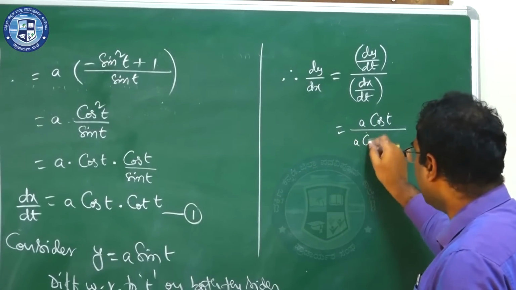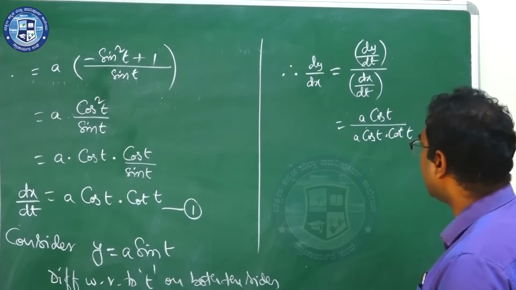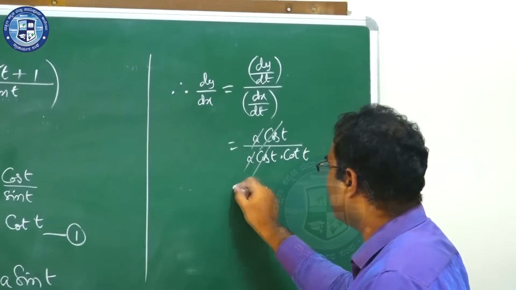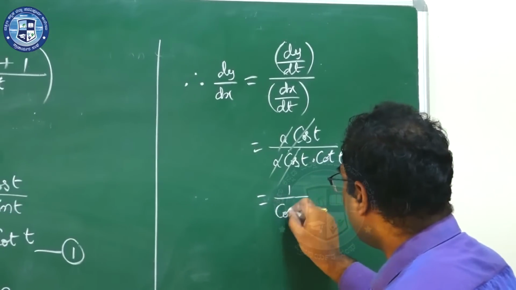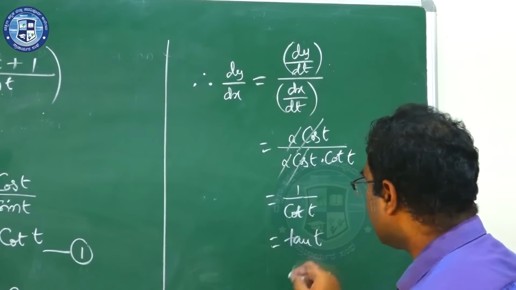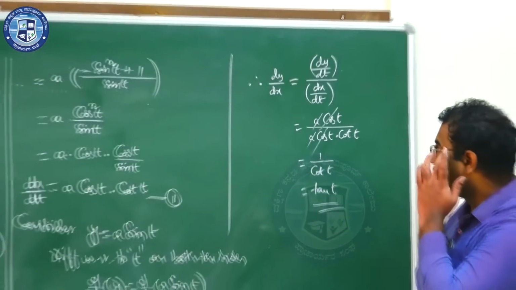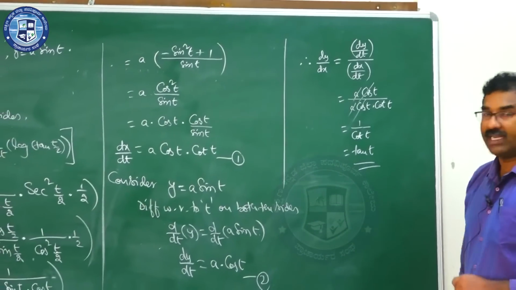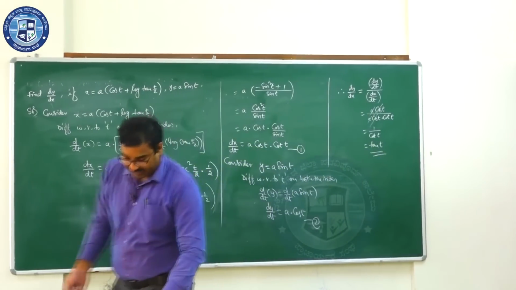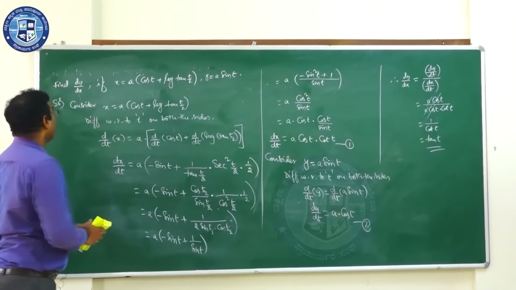So a cos t divided by dx by dt, what we got? a cos t into cot t. Okay, so a gets cancelled, cos t gets cancelled. So remaining is 1 by cot t, which is nothing but tan t. This is what we need to prove or find out. dy by dx is tan t we will get, right. It is one of the very important problems. So we will see one more of this same kind.